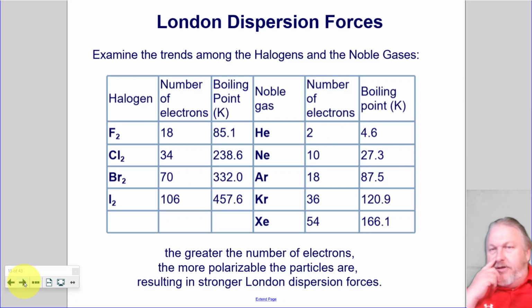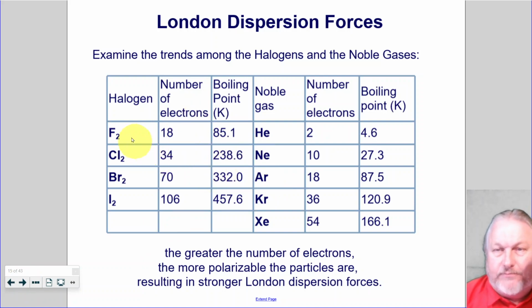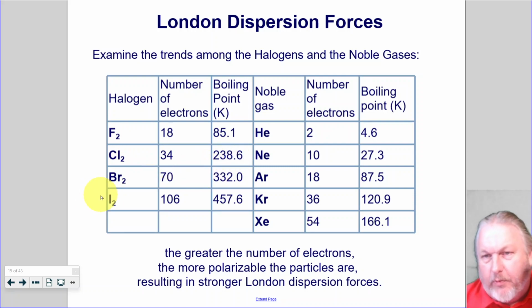So let's look at the halogens, and then let's look at the noble gases. Fluorine, F2, is a nonpolar molecule. It has 18 electrons. It has a very low boiling point, 85.1 Kelvin. Chlorine, more electrons, again nonpolar. It has a slightly higher boiling point at 238.6. Bromine, further down the periodic table, has 70 electrons, nonpolar, but you can see that it has a higher boiling point.